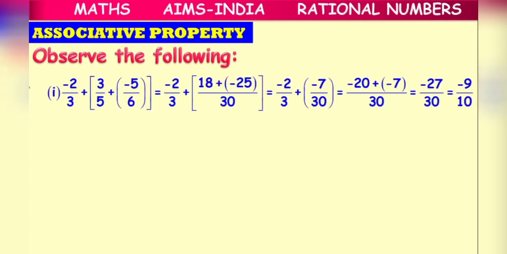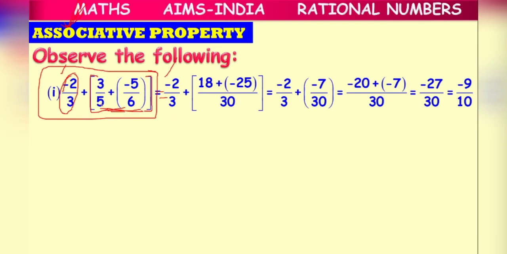Third one. Third property, its name is associative property. So here we have a rational number, minus 2 by 3. Again, in big brackets, we have two more rational numbers. So altogether we have three rational numbers. We are adding them. First one is kept separate. Remaining two are kept in brackets. So we have written the first one.